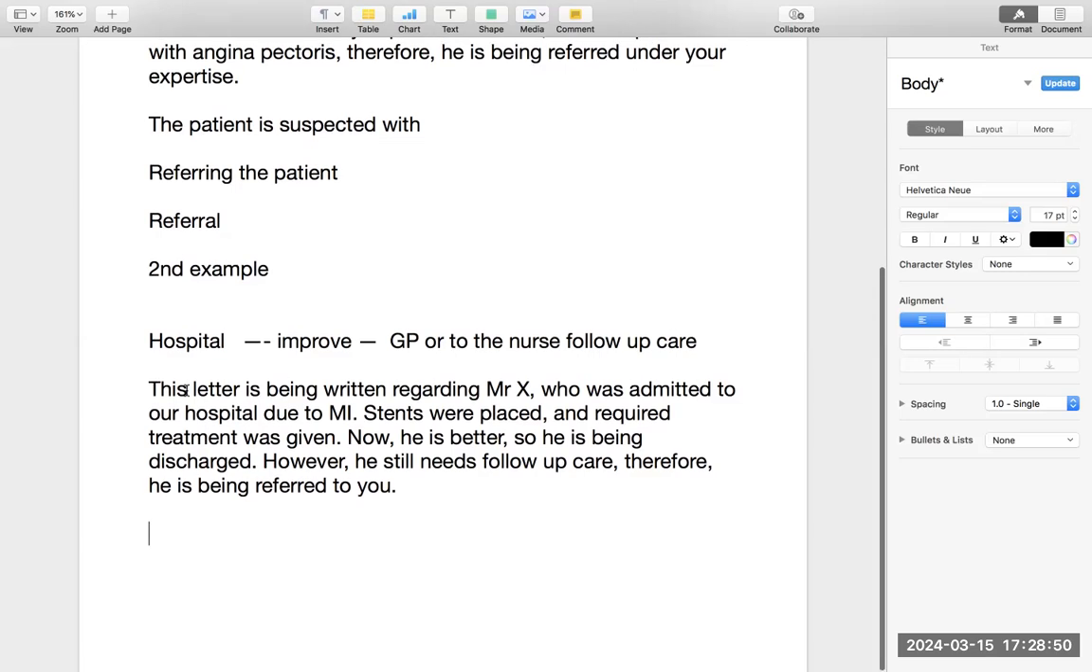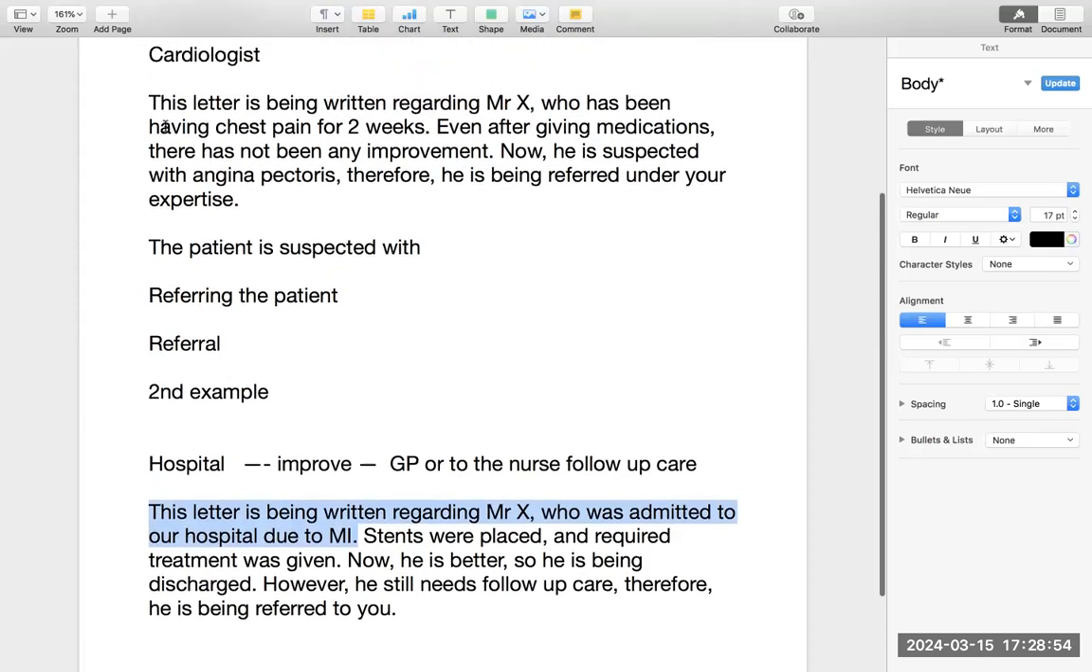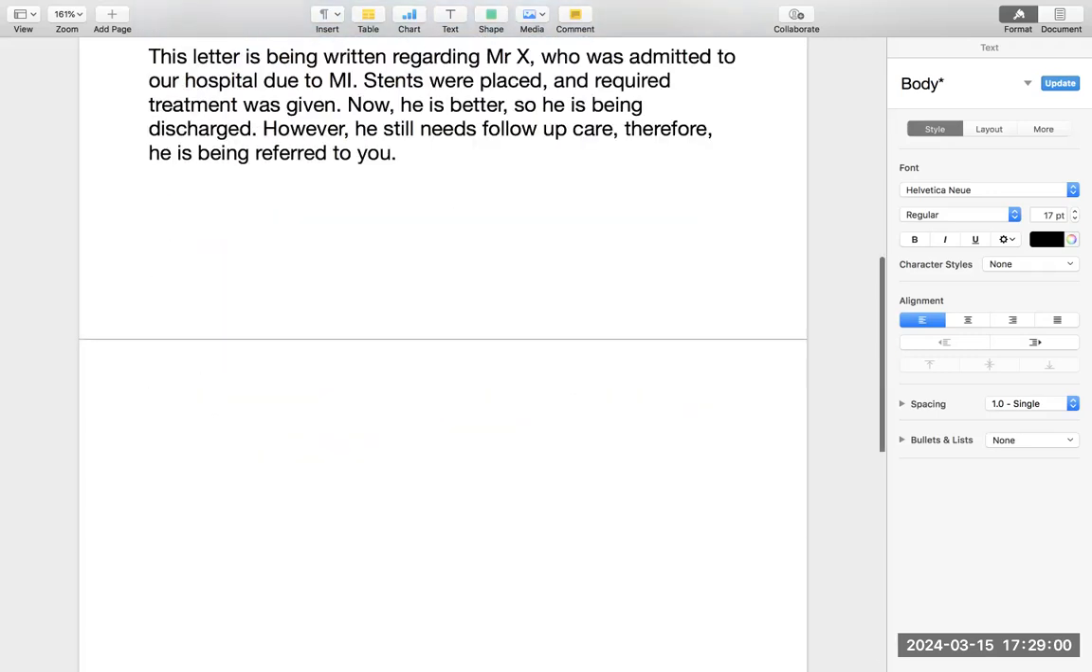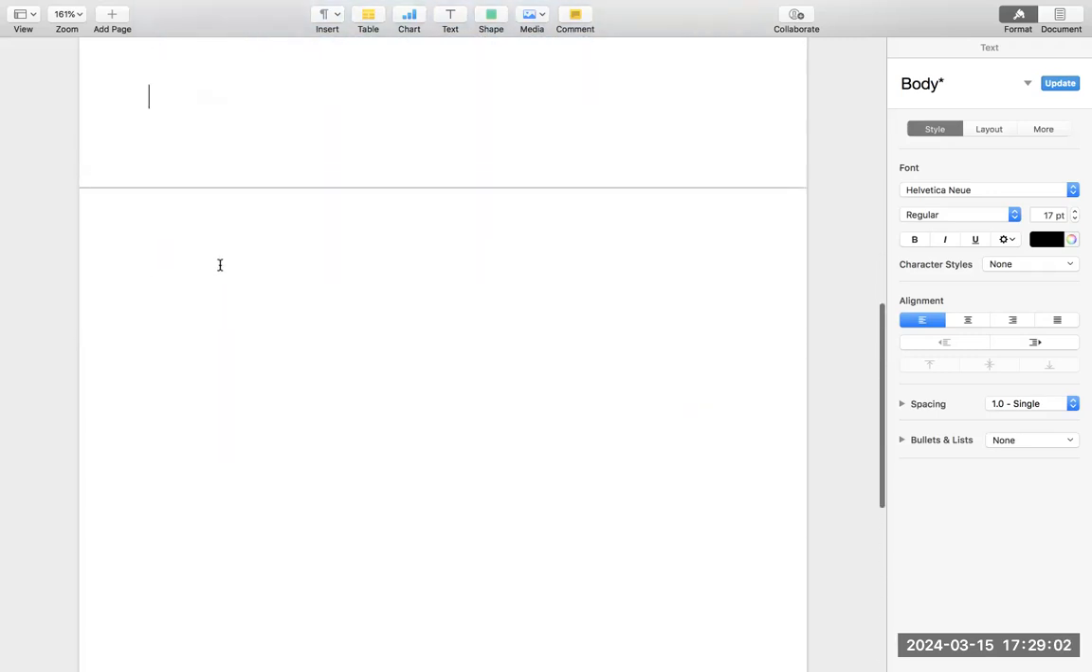Don't get confused. In this, hospitalization was there, so we say it is a hospitalization letter. In this, the patient was coming to the GP for a clinic visit. That's why it's a visit letter. Third and the most important type of letter, the most repeated letter of OET: the referred back letter.